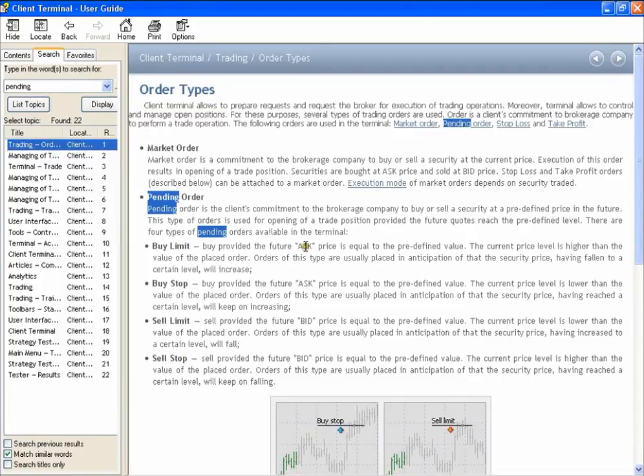Okay, so buy limit is saying that the future asking price is equal to the predefined value. Now what they're saying is that we will give MetaTrader a value, a certain level, and when the market moves to that level, we want it to enter a buy. You get a similar thing for sell, and you also get a buy stop and a sell stop. Now the differences are, on a buy limit, it's saying that the current price is higher than the value of the placed order.